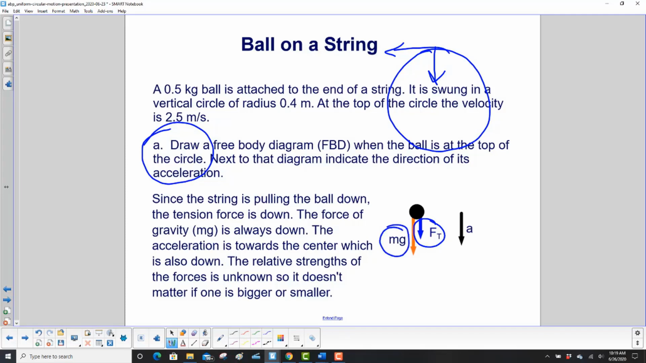The acceleration is towards the center, which in this case is down. The relative strengths of the forces is unknown, so don't lose too much sleep over whether tension or mg is greater. The direction is the important thing. And, of course, the direction of the acceleration.